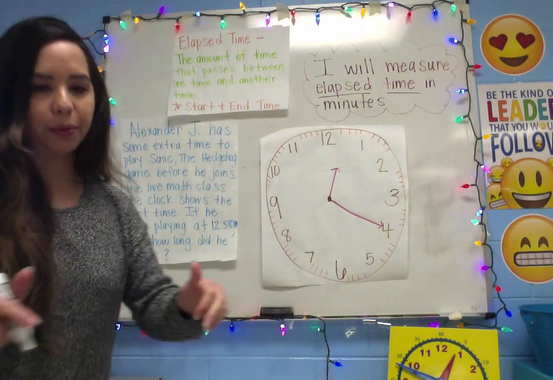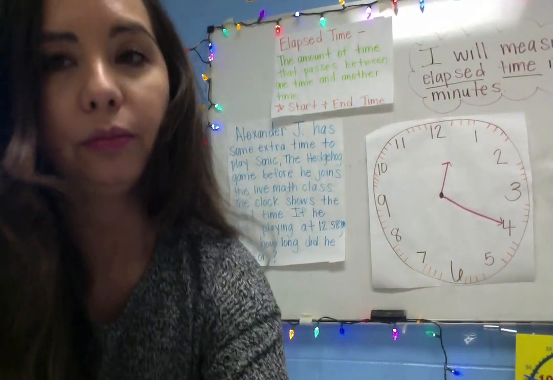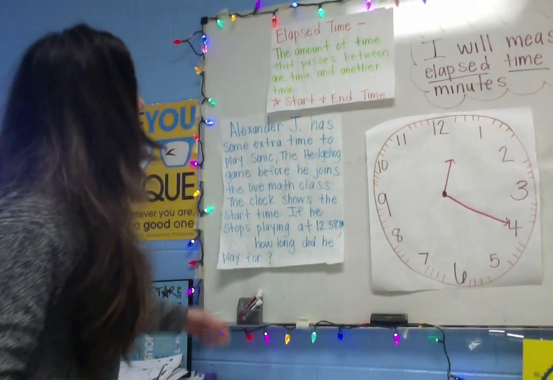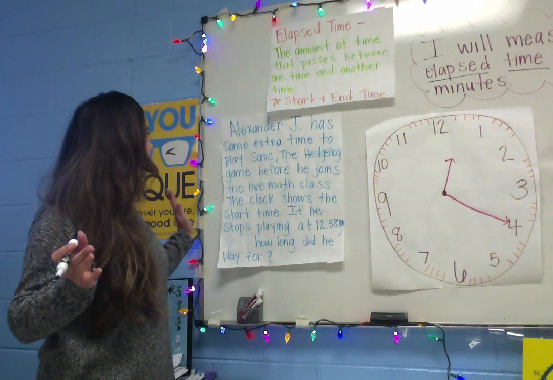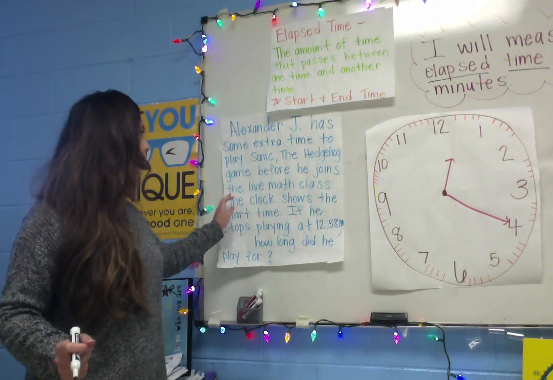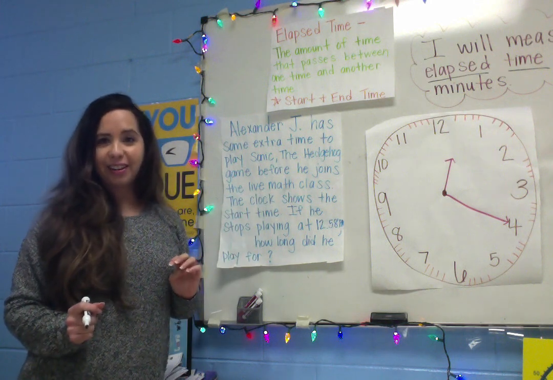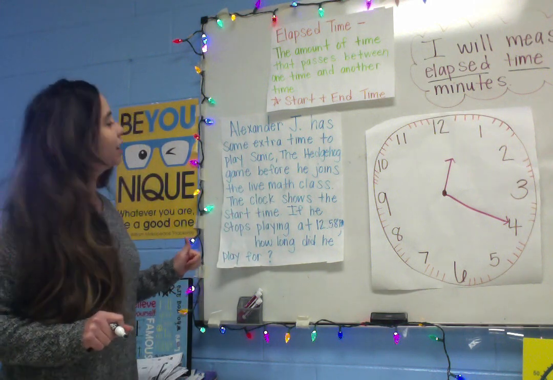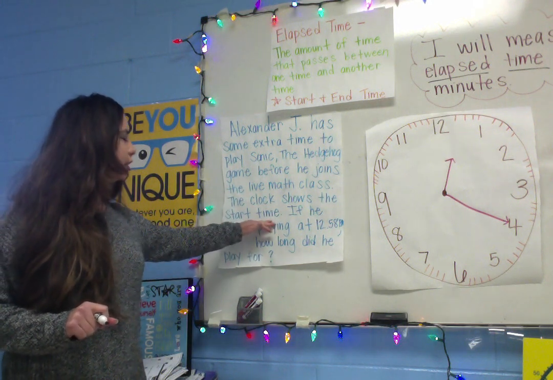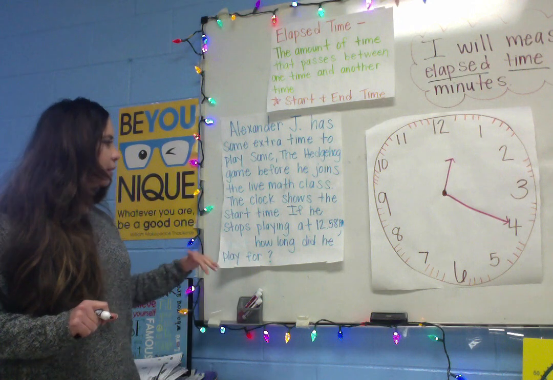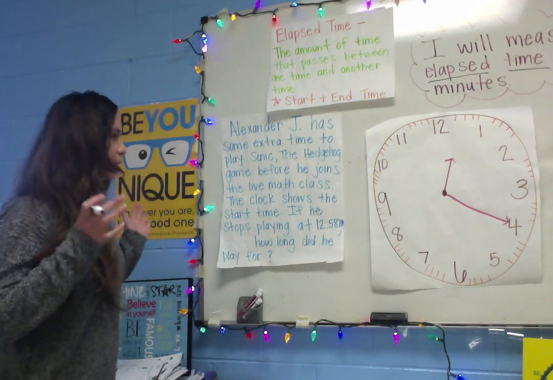Here I have a word problem before I draw on my clock. All right. Here it says, Alexander J has some extra time to play Sonic the Hedgehog game before he joins the live math class. Ooh, that's fun. He gets some extra time to play his video game. Now, the clock shows the start time. If he stops playing at 12:58 p.m., how long did he play for?